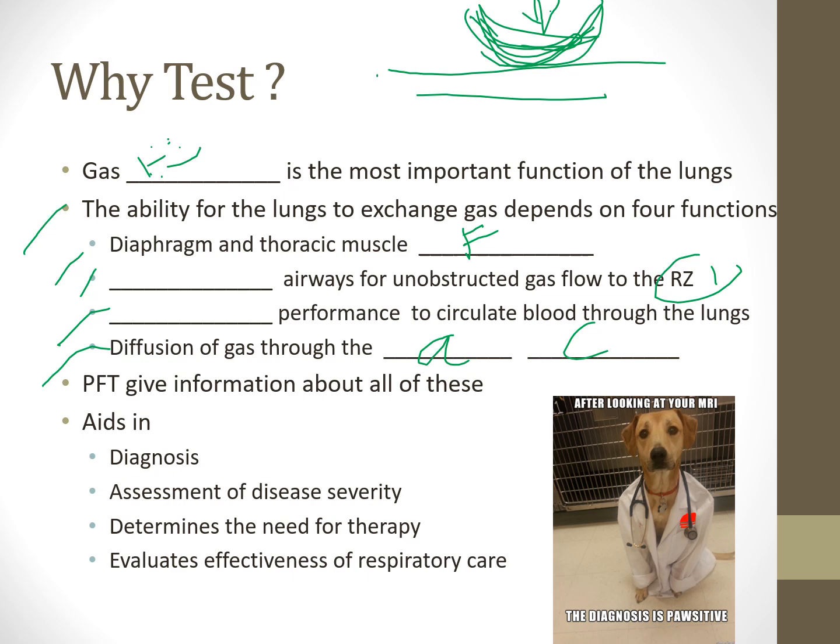So it can tell us, hey, their pulmonary fibrosis is getting worse, right? There's something going on that's making that membrane thick, and we're not being able to diffuse gas into there as easily. So it can really help us look at that alveolar ventilation component. So when we're looking at this, PFTs, they give us information about all of these things. We can look at muscle strength. We can look at how obstructive the airways are, right, to get gas into and out of the lungs. We can look at the performance of the cardiovascular system. We can look at the diffusion, right?